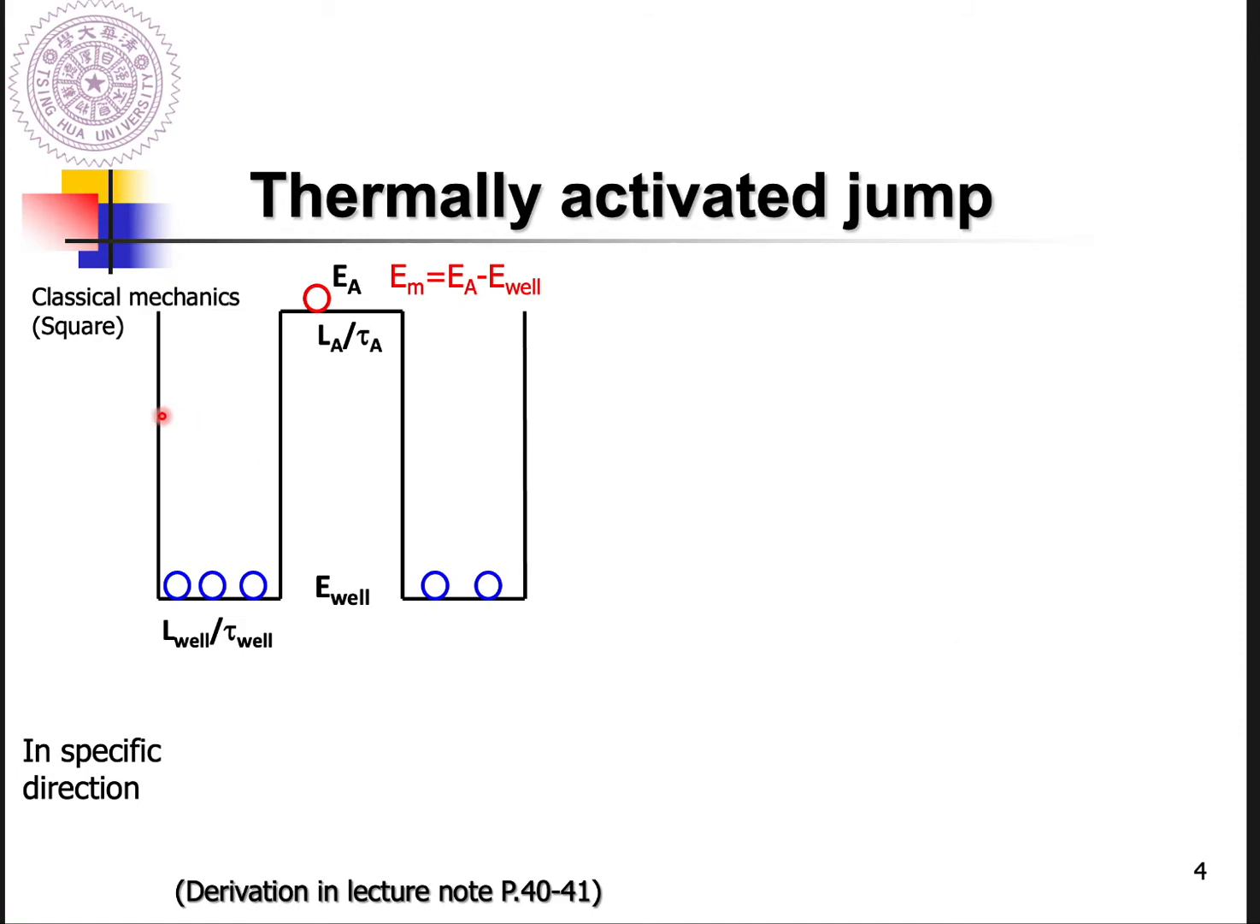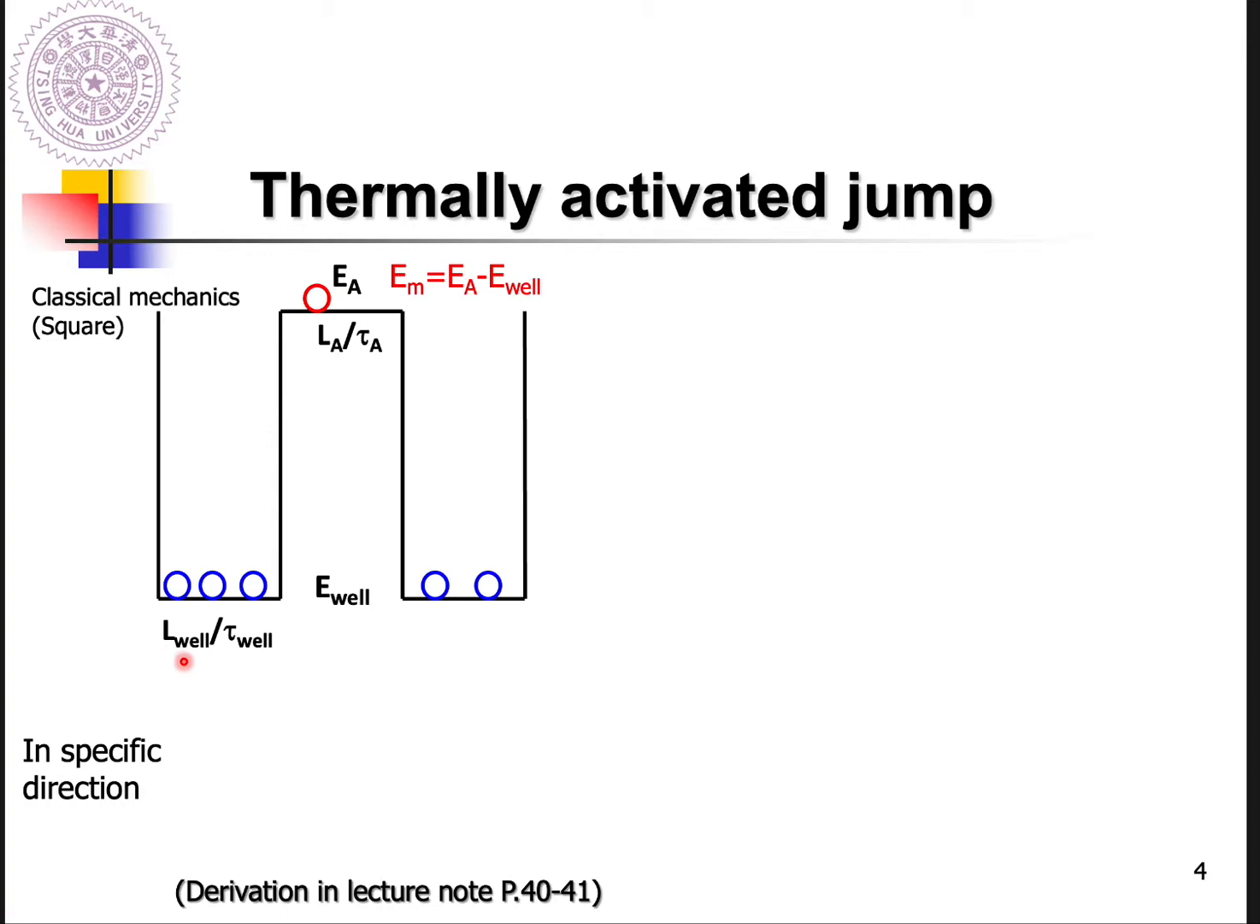Okay, so if you try to use classical mechanics to exactly calculate the vibration or jump rate of these diffusing atoms, how do we do that? In classical mechanics, first of all, we can plot the energy function as a least square function. At the bottom, the energy we call E well. And at the top, at location 2, we call it EA, the energy at the activated or excited state.